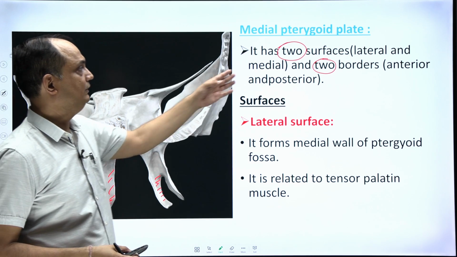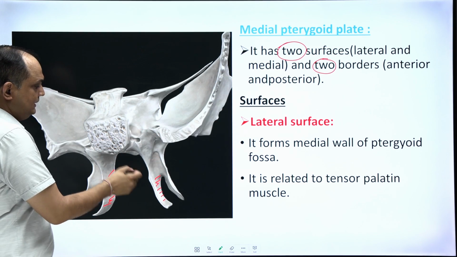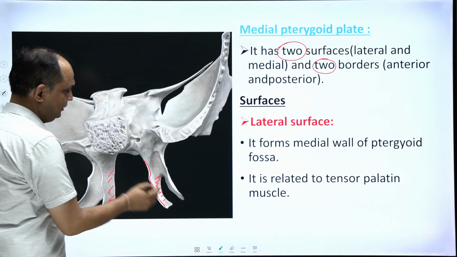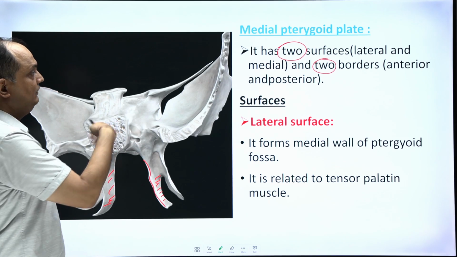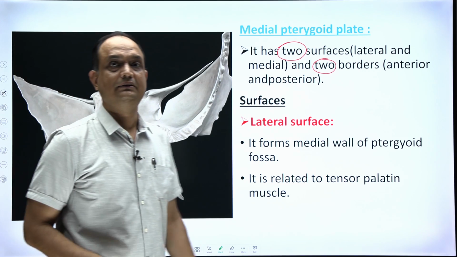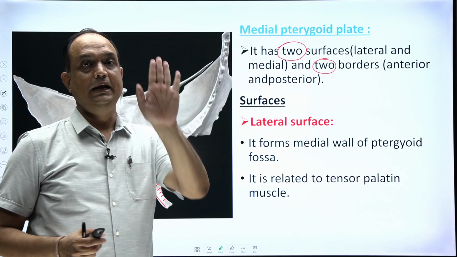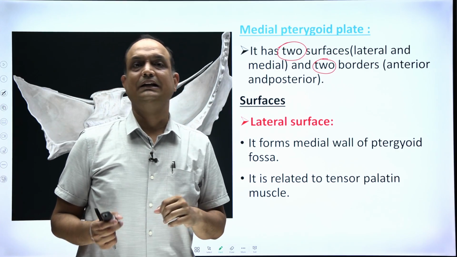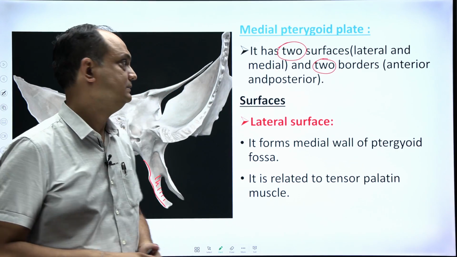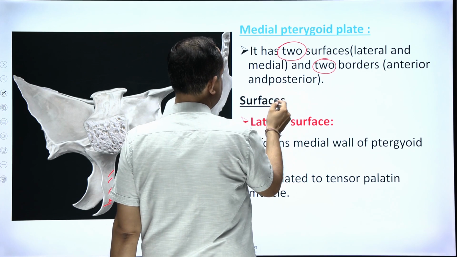Clear? It is also having the two borders. Now one border is here, which is the posterior border, because this is the posterior view, and one border is the anterior side, that is the anterior border. So it is having the anterior and posterior two borders and medial and lateral two surfaces. So let's discuss these surfaces one by one.